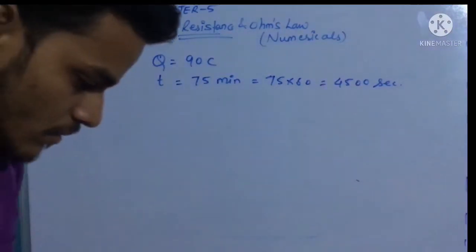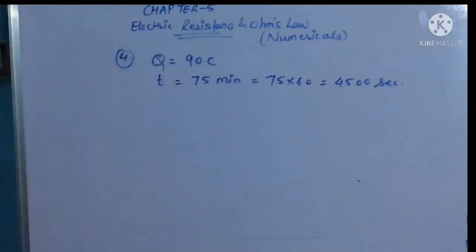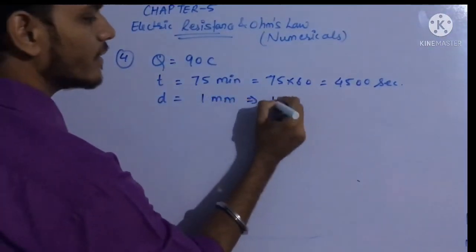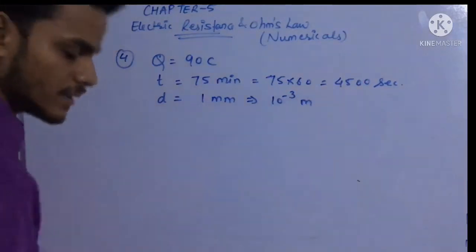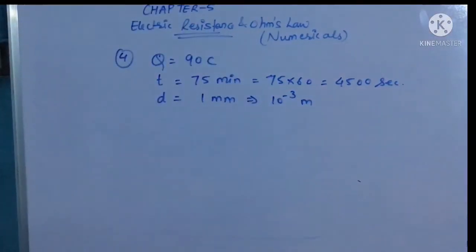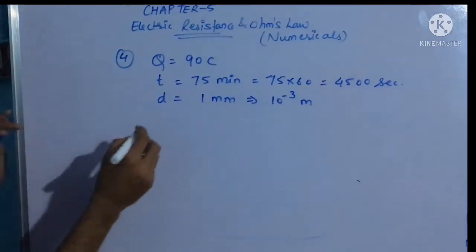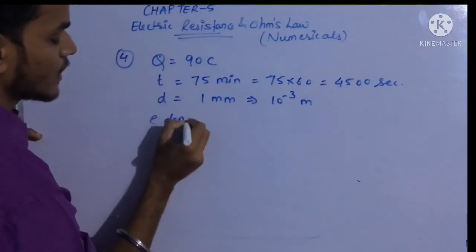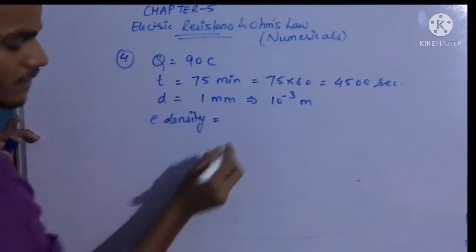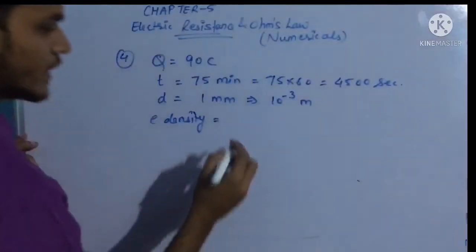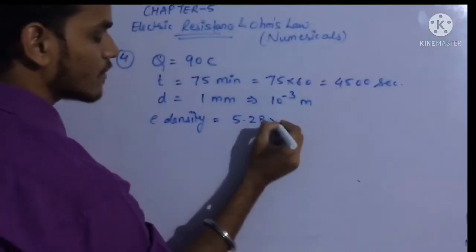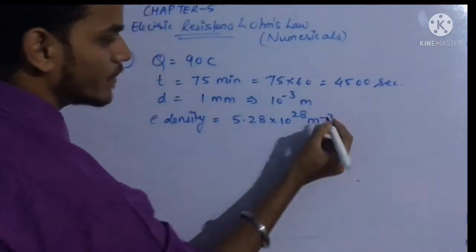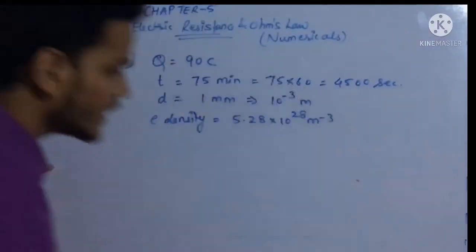Now the diameter of the wire is given, small d is given as 1 mm. So when we convert it into meter, it will be 10 to the power minus 3 meter. The free electron density in the wire is given, which is equal to 5.8 into 10 to the power 28 per meter cube. Find the current and the drift velocity.